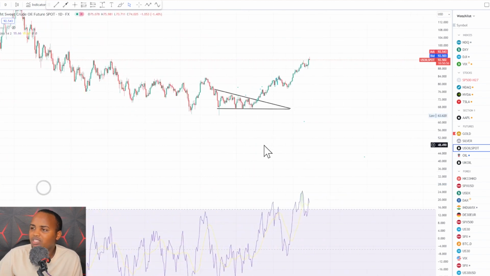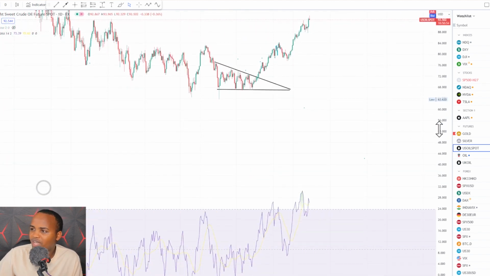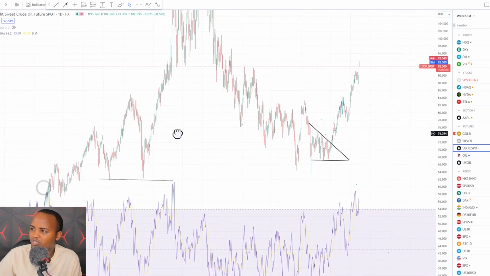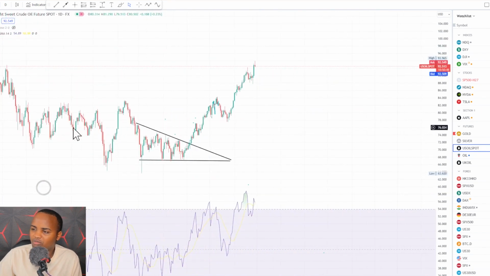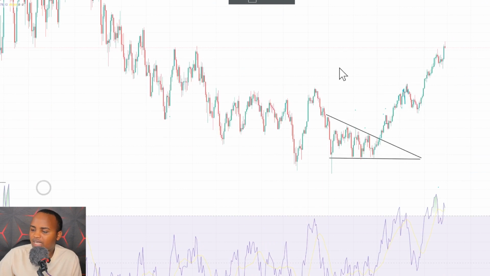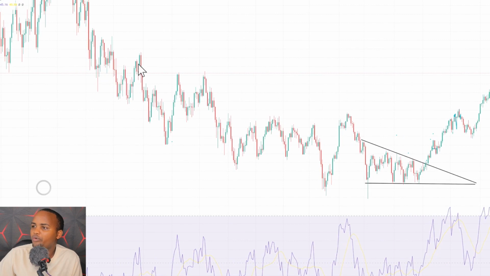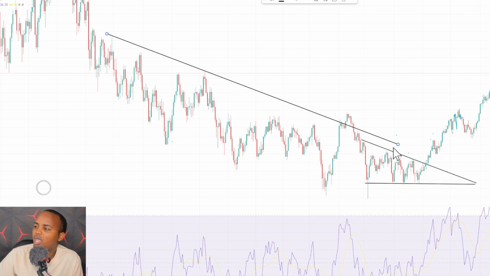Now, as you can see, for example, in this market, we have the US oil. You can see how this has been moving so well. By seeing this clearly, you can see this market was moving all this way down, and now this market changed direction and then started going upward.